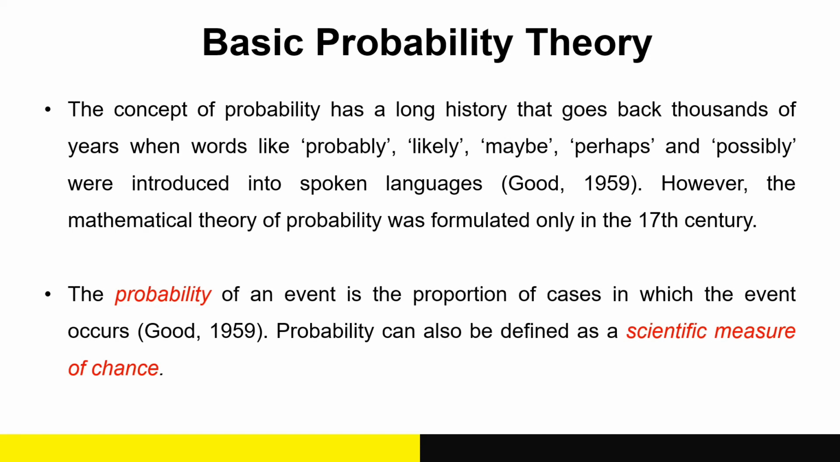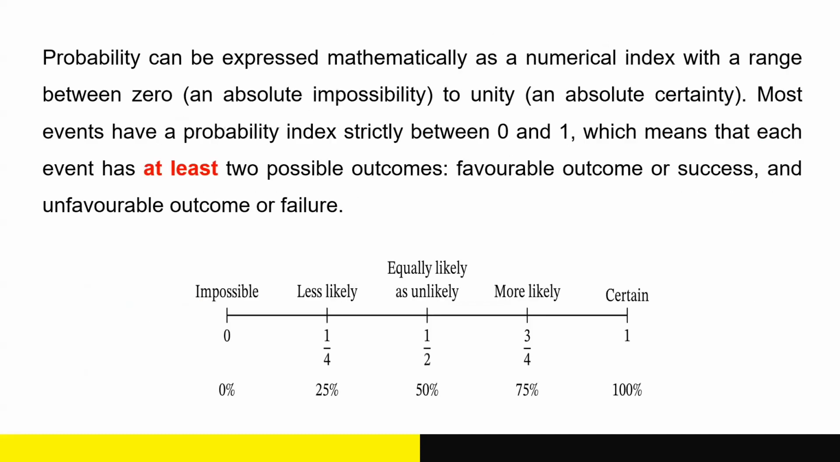The probability of an event is the proportion of cases in which the event occurs. Probability can also be defined as a scientific measure of chance. So, the probability can be expressed mathematically as a numerical index with a range between 0, absolute impossibility, to unity, absolute certainty. Most events have a probability index strictly between 0 and 1, which means that each event has at least two possible outcomes, which are favorable outcome or success and unfavorable outcome or failure.